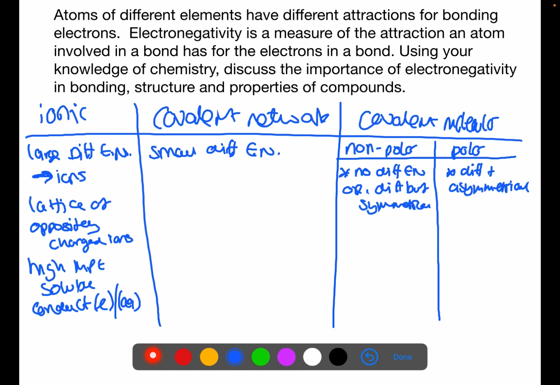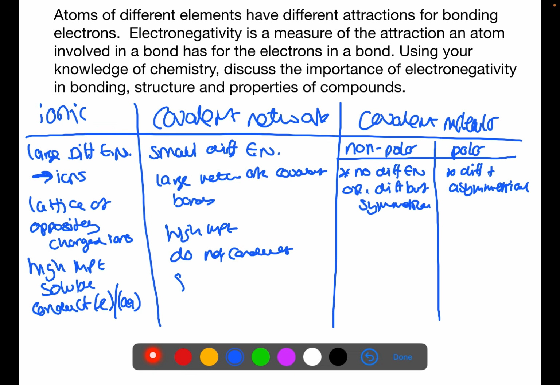For a covalent network, you're going to have a large network of covalent bonds. And this leads to a high melting point. These do not conduct. And they're also insoluble. For covalent molecular, the non-polar covalent molecular compounds will only have London dispersion forces between their molecules. So this means that they tend to have low melting points, will be insoluble, and they do not conduct.